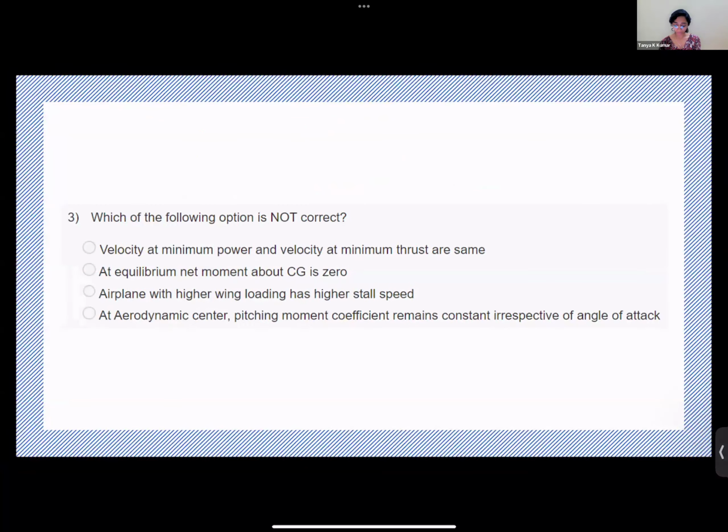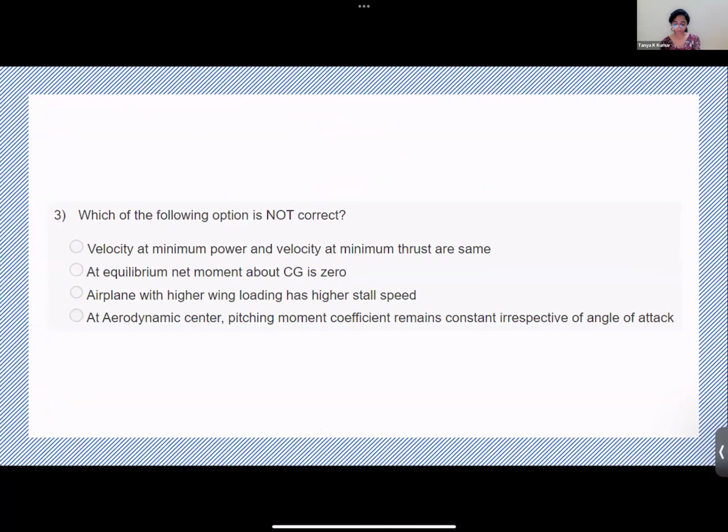Which of the following option is not correct? Velocity at minimum power and velocity at minimum thrust are the same. Are they? What about the other three statements? At equilibrium, net moment about CG is 0. Is this true?